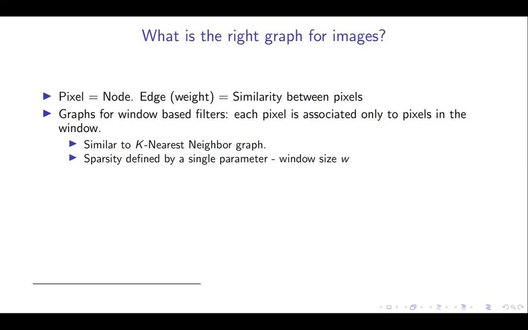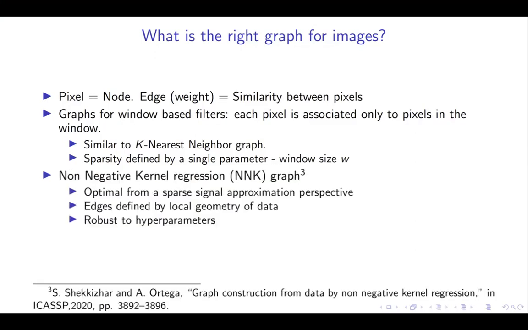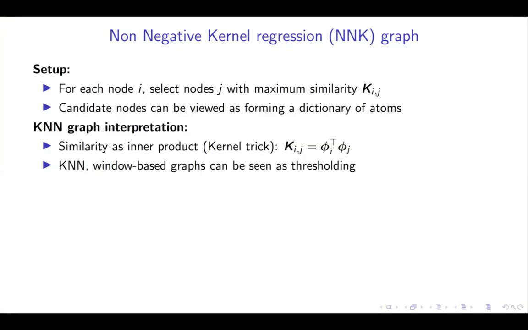As an alternative, we consider here a recent work on graph learning, the non-negative kernel regression graph. NNK graphs consider the problem of graph construction from a sparse signal approximation perspective and are optimal from this point of view. Further, they have interpretable connectivity where edges are defined by the local geometry of data and is robust to hyperparameters. To briefly introduce the non-negative kernel regression graph, we outline here the basic idea behind the graph framework.